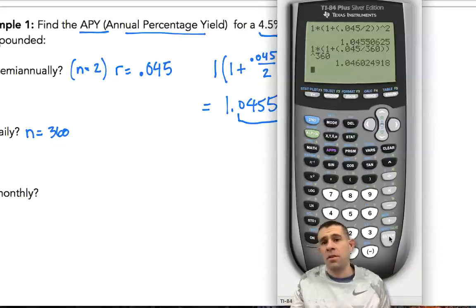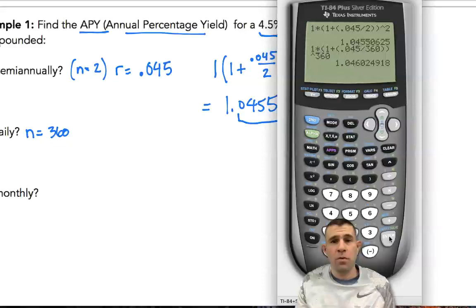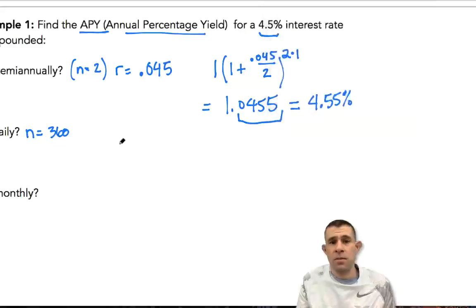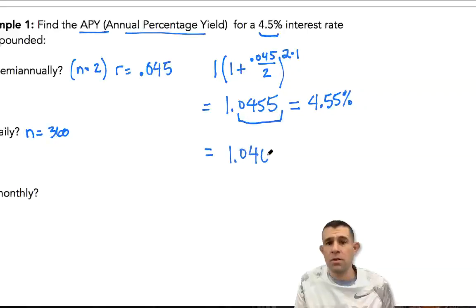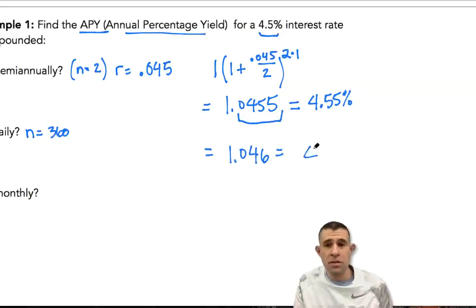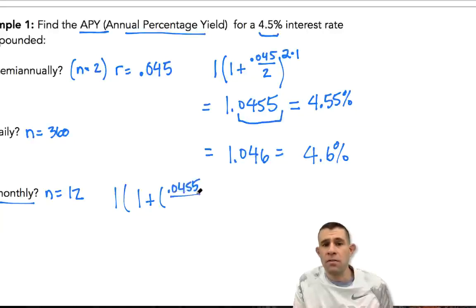And now my percentage rate is 1.046. So if I come back here to my notes, I now get the same 1.046, which as a percentage is now 4.6%. All right, for monthly now, my value for n is 12, and my equation would look like this: 1 times 1 plus, and then parentheses, 0.0455 divided by 12, all raised to the 12 times 1 power.